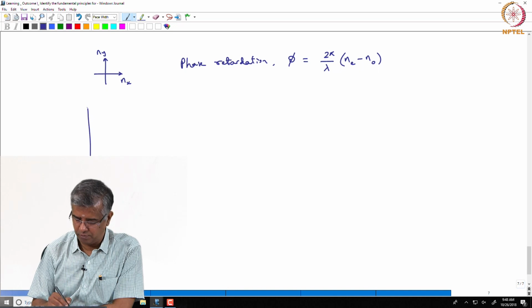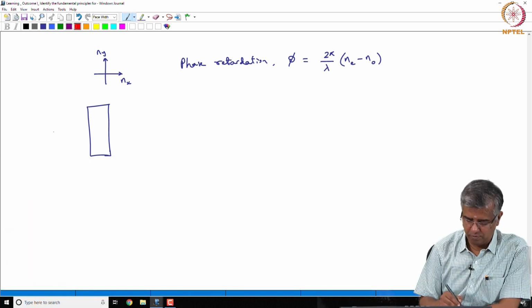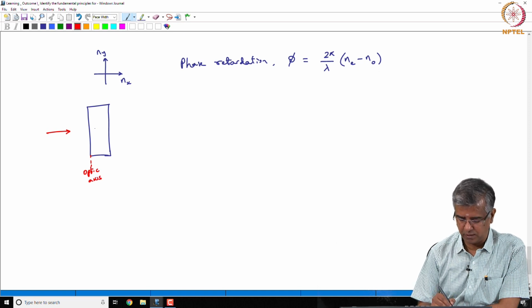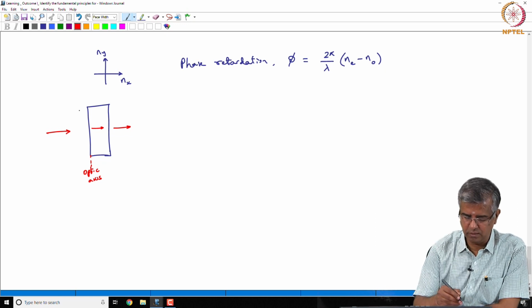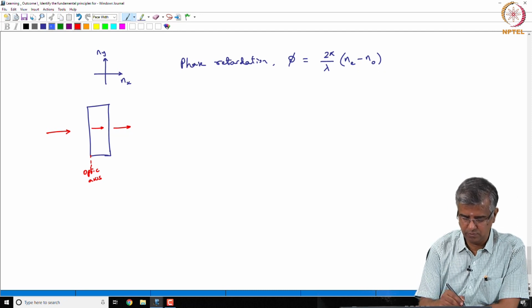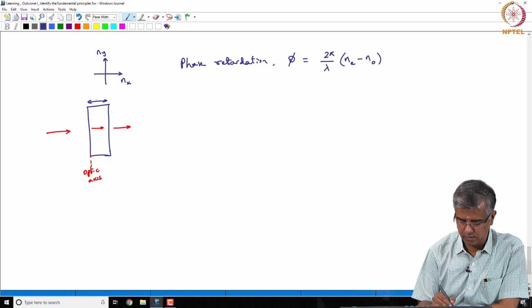So, if you have, let us say, a material like this, right, and if you have a wave that is incident on it normally, and let us say the optic axis is like this, has been cut like this. So, we expect both the ordinary and extraordinary rays to go through this directly straight, but in this case they are seeing two different refractive indices, okay, and let us say the thickness is d.